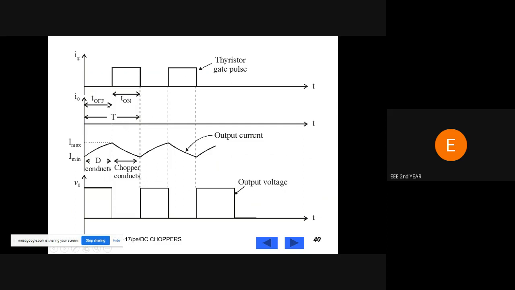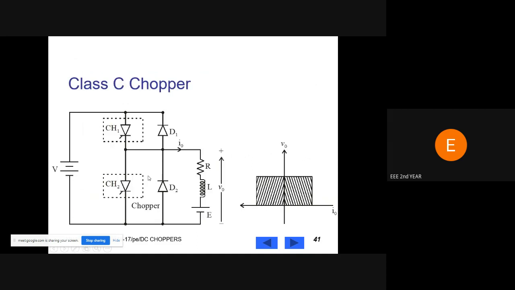See here, the first term is T on. At this condition, if your chopper is in on condition, the output voltage is produced as well as the current which rises from minimum value to the maximum value. In this case, only the freewheeling diode is going to conduct. And if the chopper is in off condition, the output voltage will become zero, as well as the current which will reduce from the maximum point to the minimum point. So this was conducted in the class B chopper, which is also called a step up chopper.